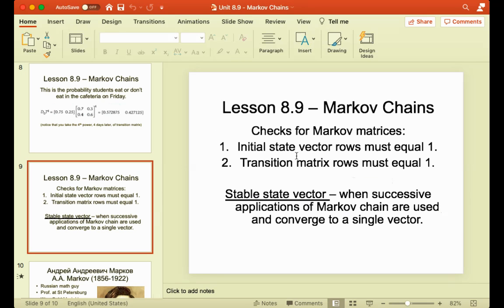So the big thing is that the initial matrix is going to be a row, and it must equal 1, and then the transition matrix, those rows have to equal 1, right? If you have a stable state vector, that means that the Markov chain has converged to a single vector. Okay, that means that eventually they'll stabilize, and you'll get the same number repeated over and over and over. And that's what happens when it's called a stable, steady state Markov chain.